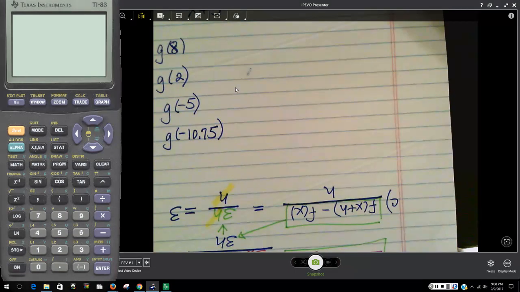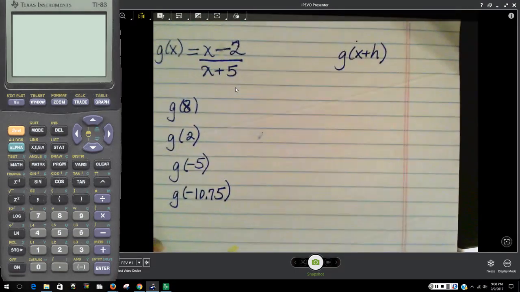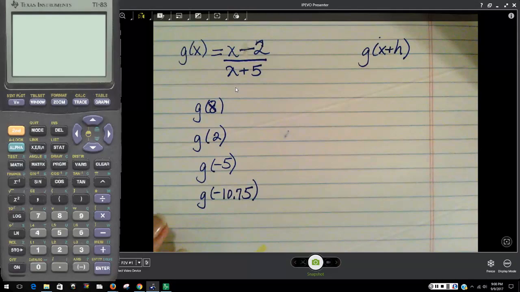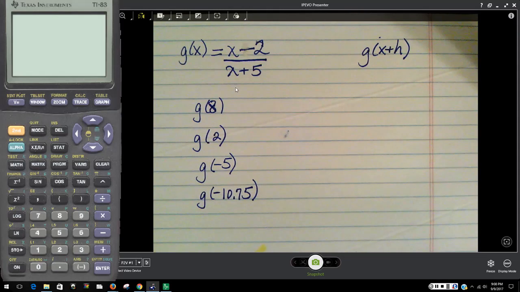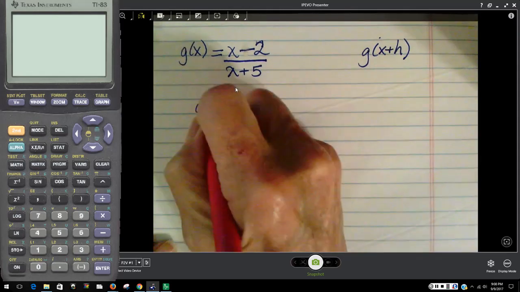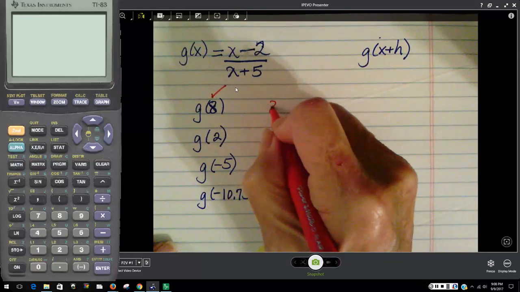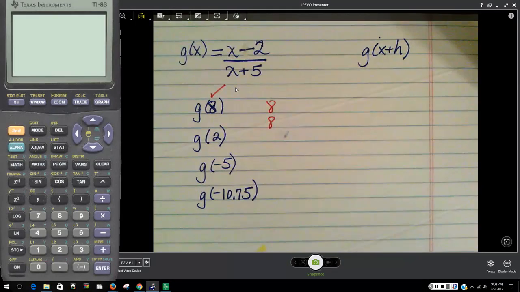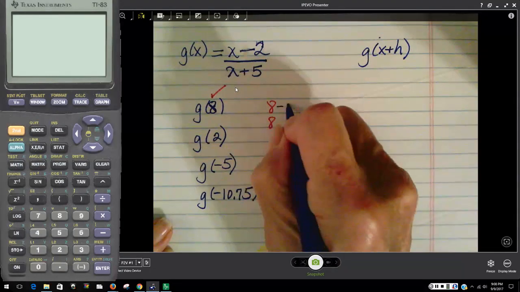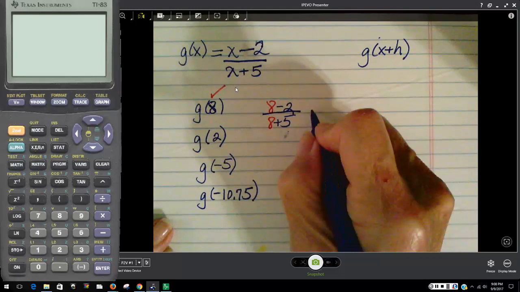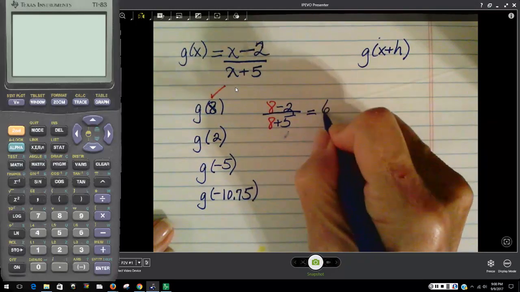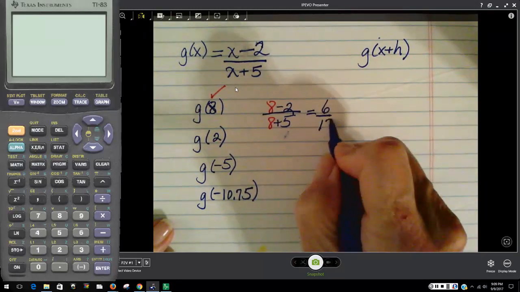So here's what we have. We have g of 8, which means in place of x, we're going to use 8. So we're going to have 8 for x in both the numerator and the denominator. In the numerator, we will subtract 2 from it. In the denominator, we will add 5 to it. We'll do the arithmetic. 8 minus 2 is 6, and 8 plus 5 is 13.